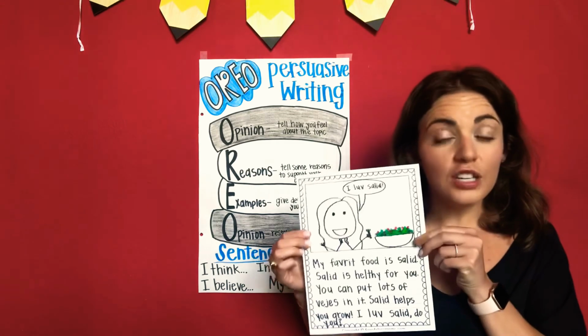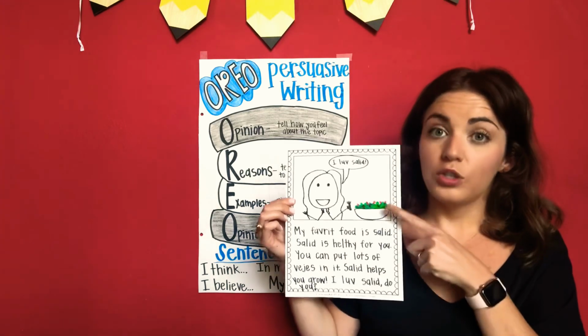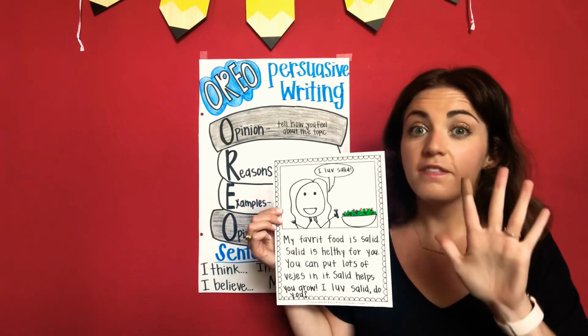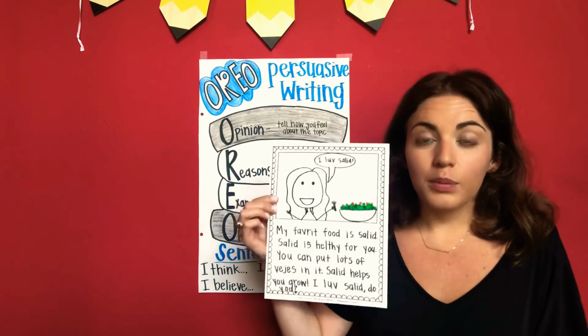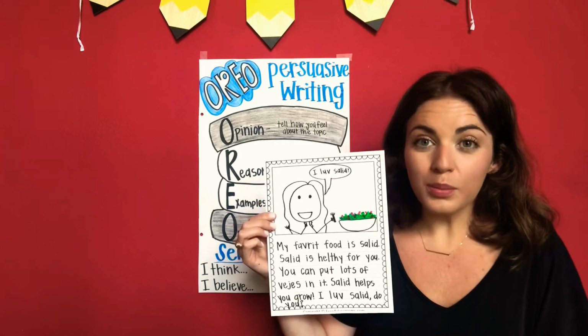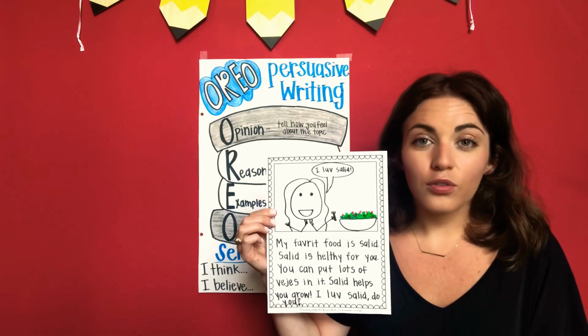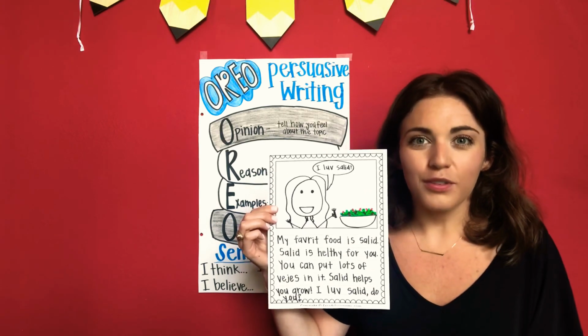And then when you're finished with your beautiful papers, which also don't forget to draw a picture with 5 or more colors, then take a picture of your paper and send it to Miss Lorman so I can see your wonderful persuasive papers about your favorite food.